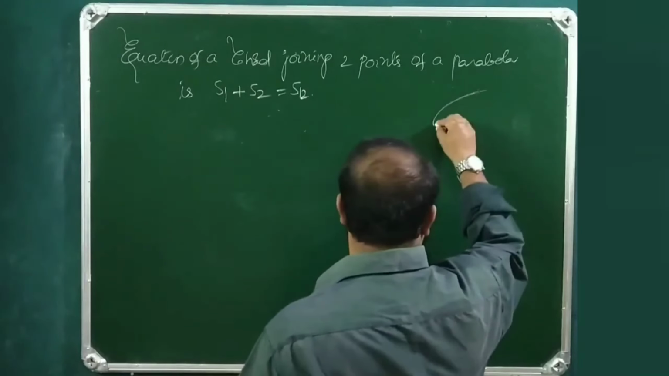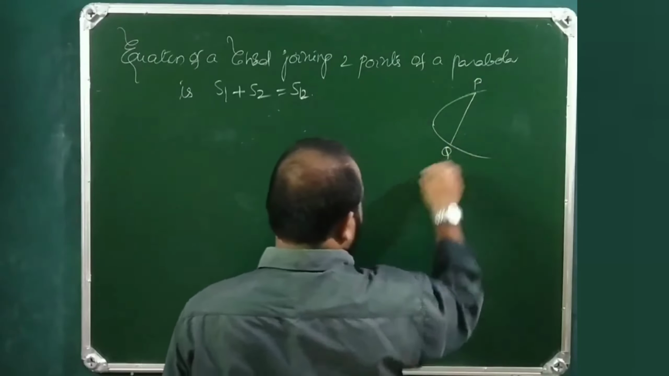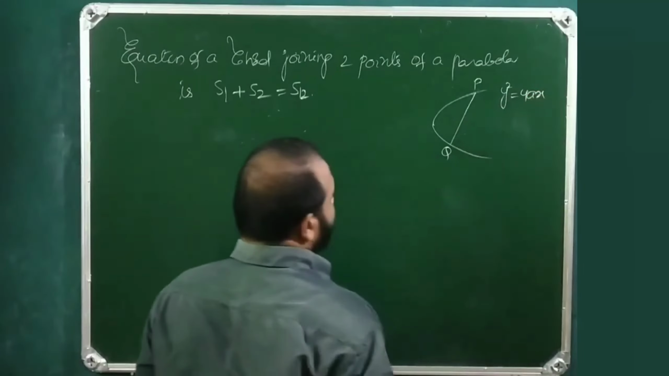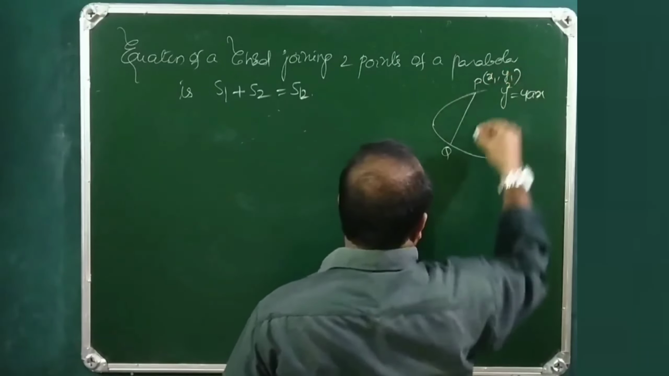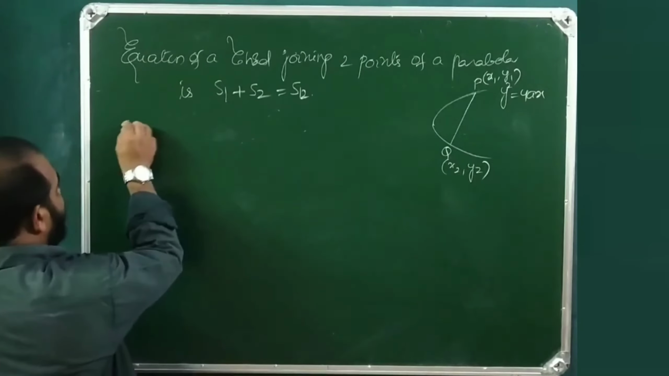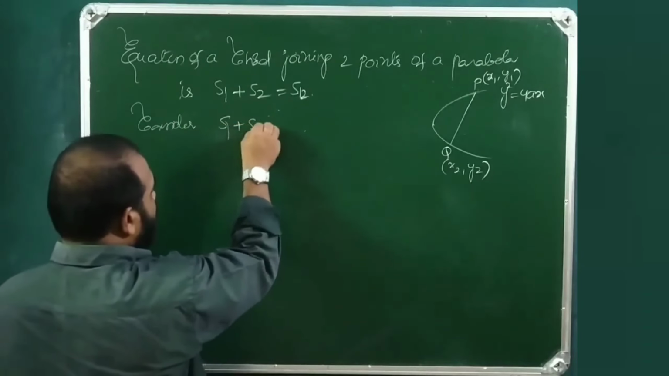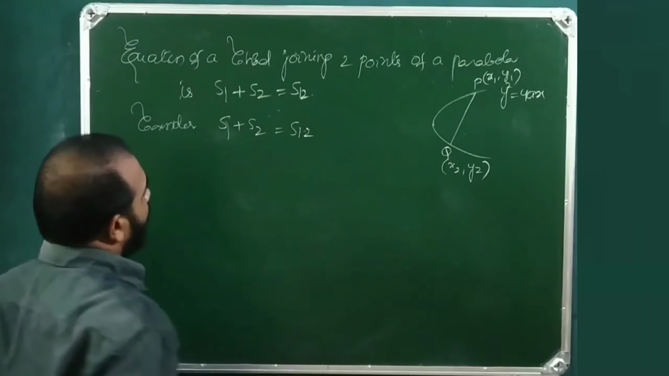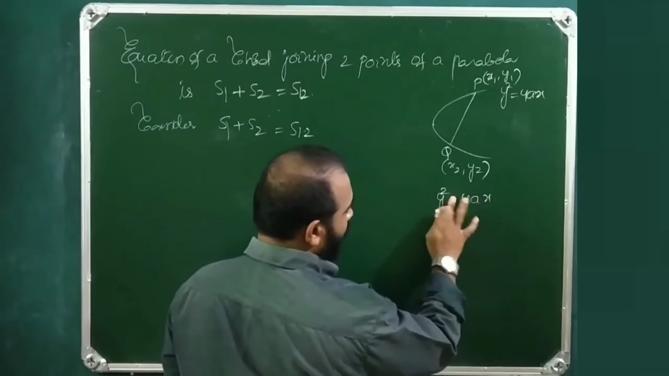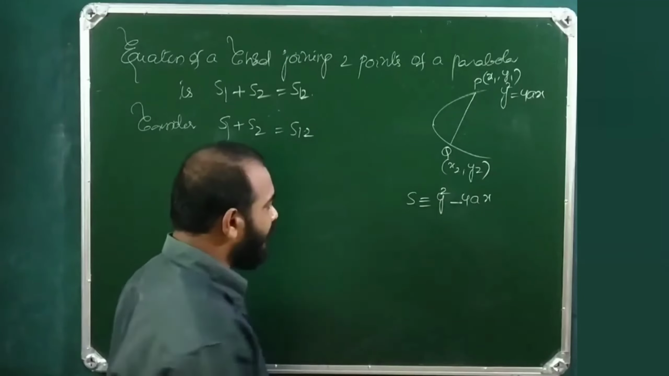So for example, this is a parabola, and let us suppose that P and Q are the 2 points on the parabola, and this parabola be, for example, y square equals 4ax, with P (x1, y1) and Q (x2, y2). So consider this equation, S1 plus S2 equals S12. What are the notations of this parabola? y square equals 4ax, or y square minus 4ax, is our S, the parabola.